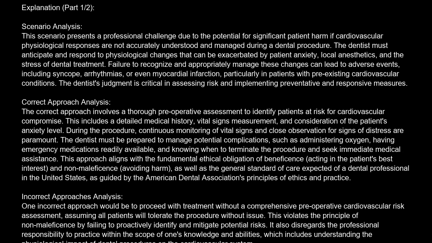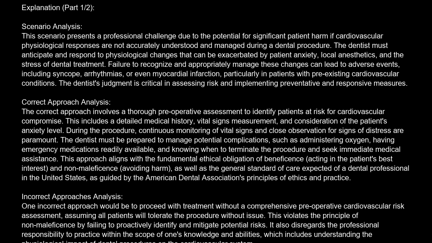Explanation. Scenario analysis. This scenario presents a professional challenge due to the potential for significant patient harm if cardiovascular physiological responses are not accurately understood and managed during a dental procedure. The dentist must anticipate and respond to physiological changes that can be exacerbated by patient anxiety, local anesthetics, and the stress of dental treatment. Failure to recognize and appropriately manage these changes can lead to adverse events, including syncope, arrhythmias, or even myocardial infarction, particularly in patients with pre-existing cardiovascular conditions. The dentist's judgment is critical in assessing risk and implementing preventative and responsive measures.